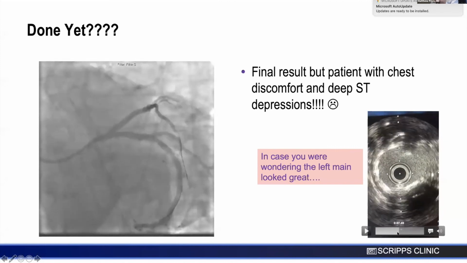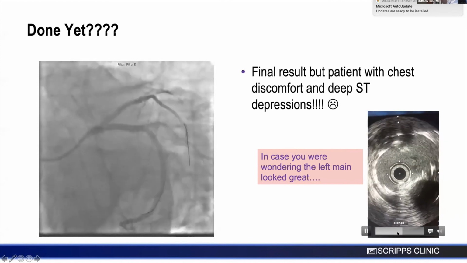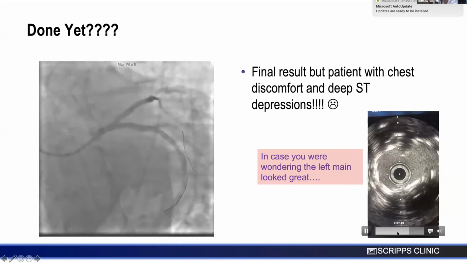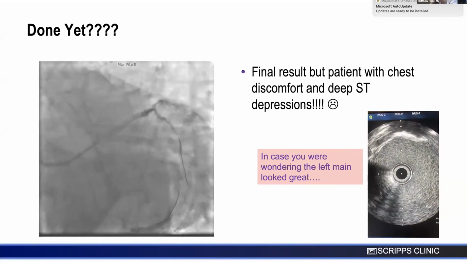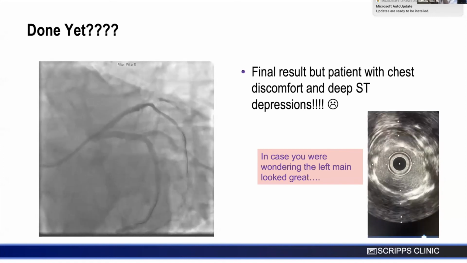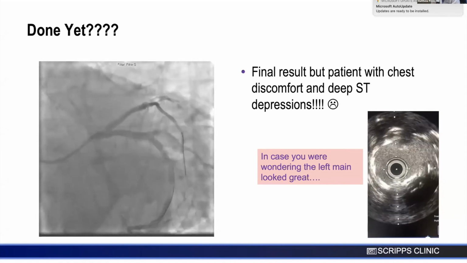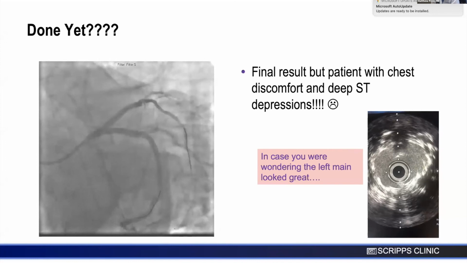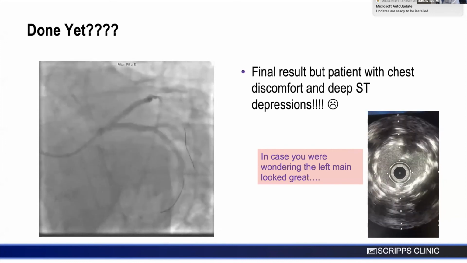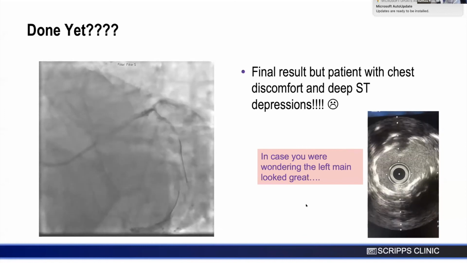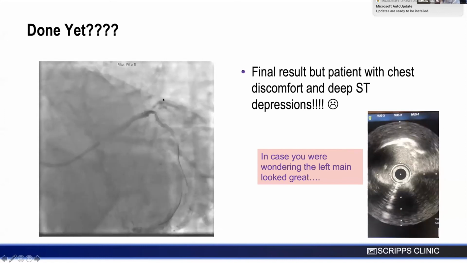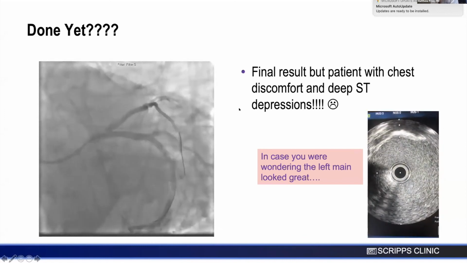That looks great. But you know what? He's complaining of chest pain again, and he has deep ST depressions, and he's not comfortable. Any thoughts? You can see the diagonal is open, by the way. It's up here. What the heck is going on, right?